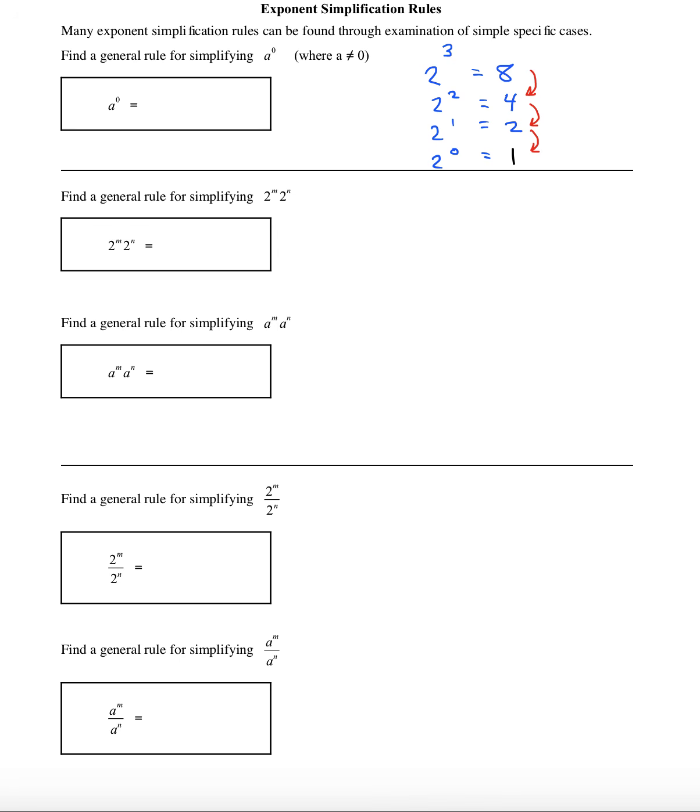Would this pattern hold for a different base, such as 3 to the power of 3, 3 to the 2, 3 to the 1, and 3 to the 0? 3 to the 3 is 27. 3 squared is 9. 3 to the 1 is itself. Each time we're dividing by 3. So if we continue that pattern, what comes next? A 1.